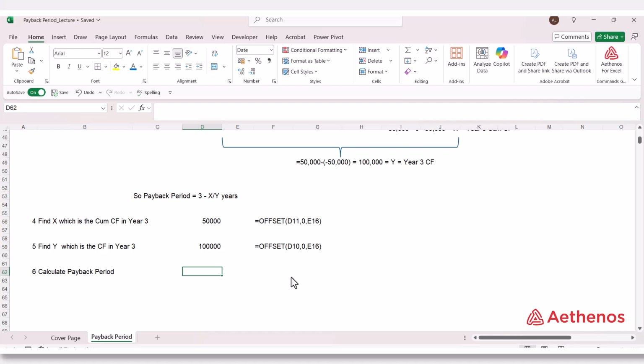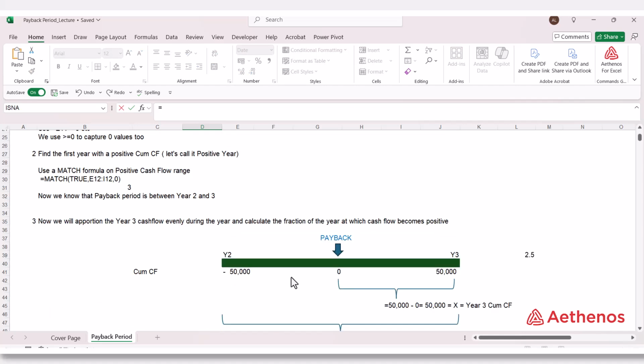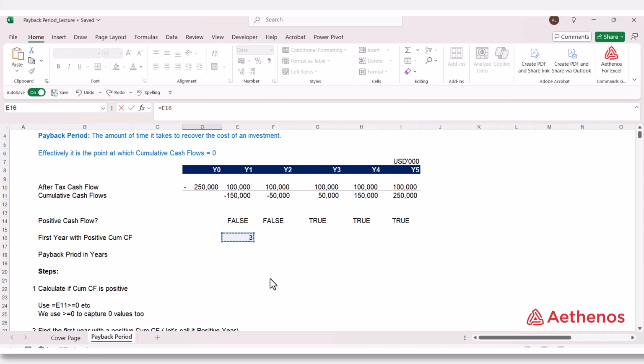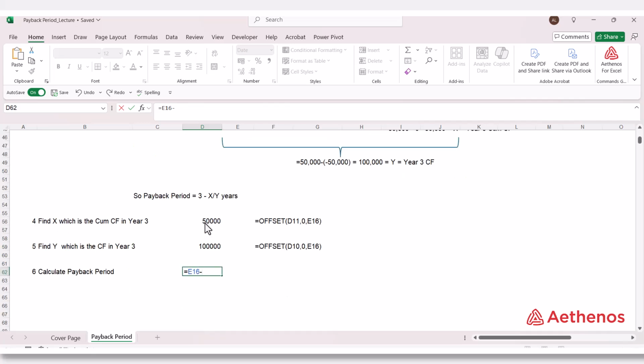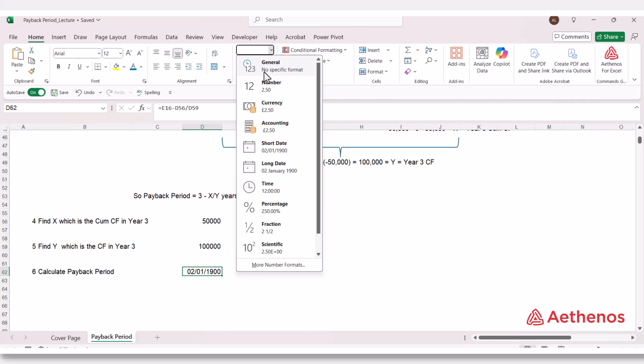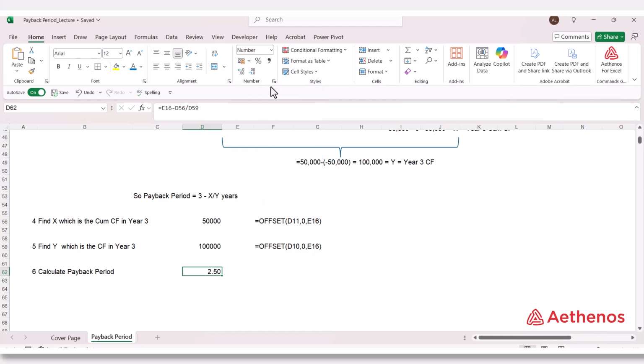So payback period is equal to this 3 minus the X from here divided by the Y over here. So let's do the number formatting. I got 2.5 years basically is when I have the payback period.